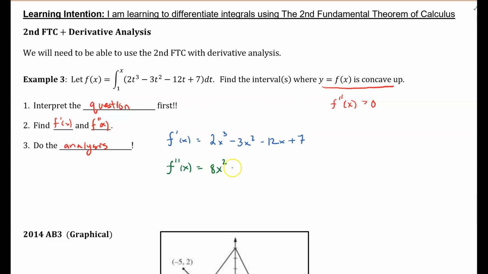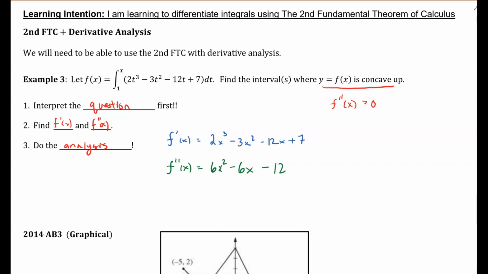Ooh, brush up on that power rule. The derivative of 3x squared is going to be negative 6x. Don't forget to drop your powers by 1. Sometimes that's where you get a little bit rusty. See, I can't even multiply 2 and 3. 2 and 3, that's 6.